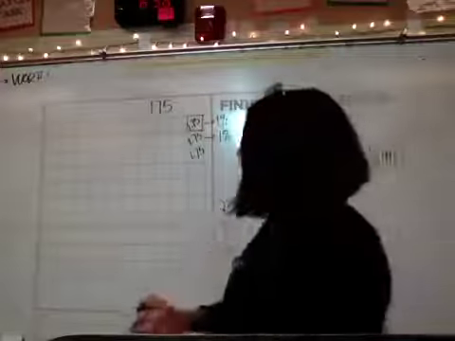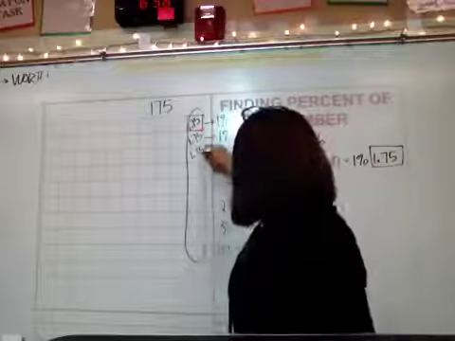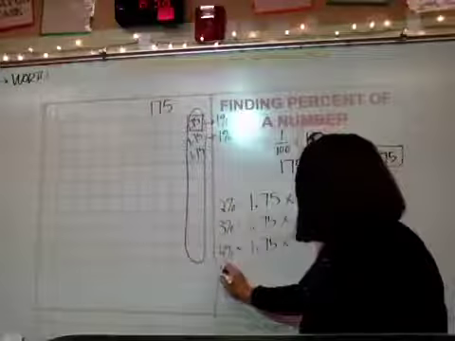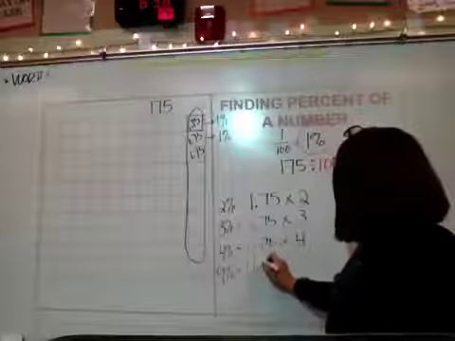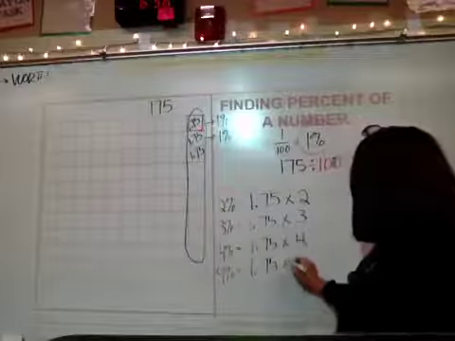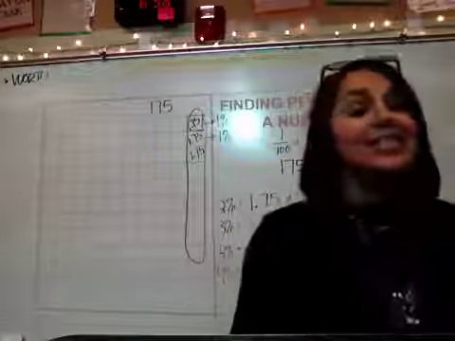What about 9%? 9% would be all of these boxes. So it's going to be 9% of 175 is each box 9 times. So it's just as easy as that.